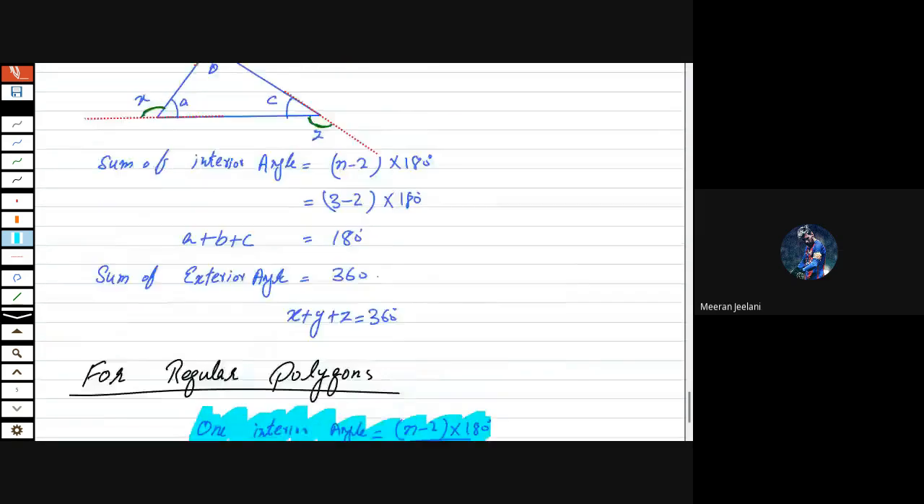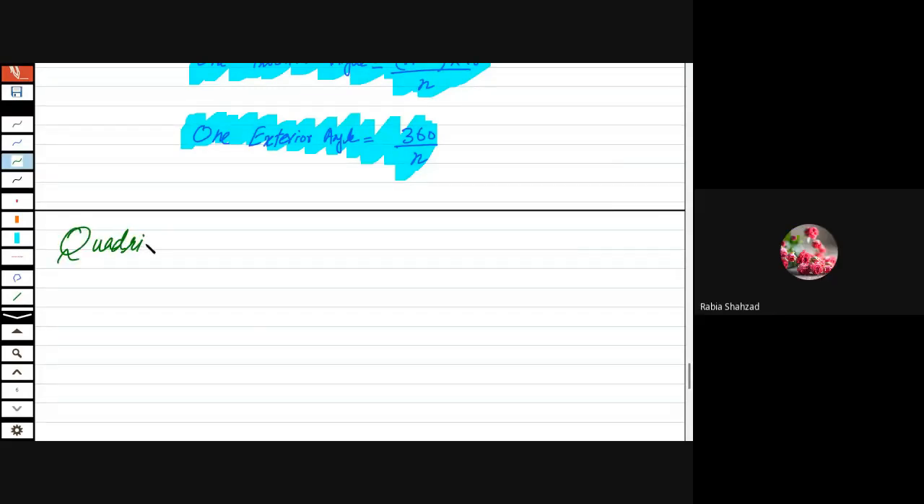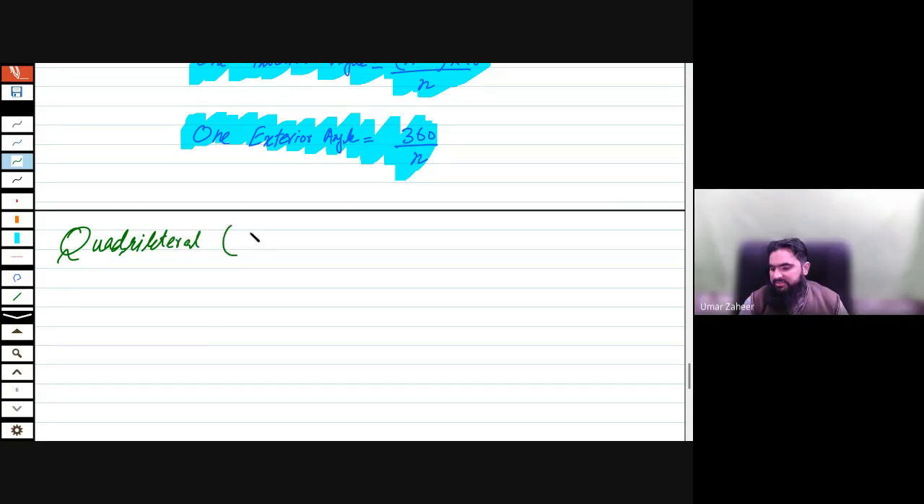So if the interior angle is given, you can find exterior. If the exterior is given, you can find interior. In the next class, we are just going to go for quadrilateral, the types of quadrilateral. What is quadrilateral first of all? Shape with four sides. The quadrilateral is just a four-sided closed figure.